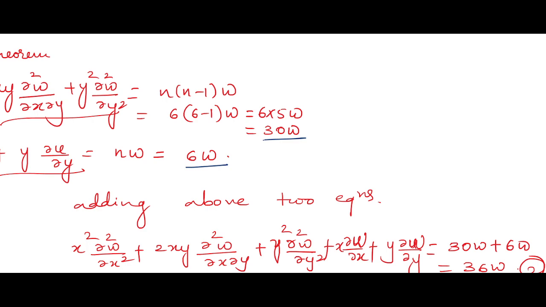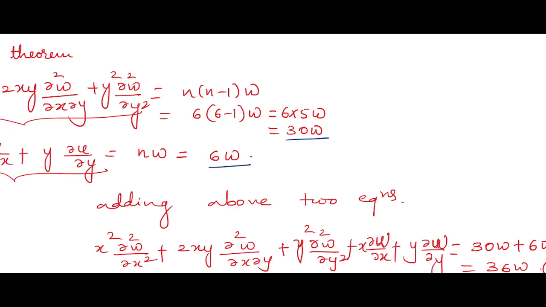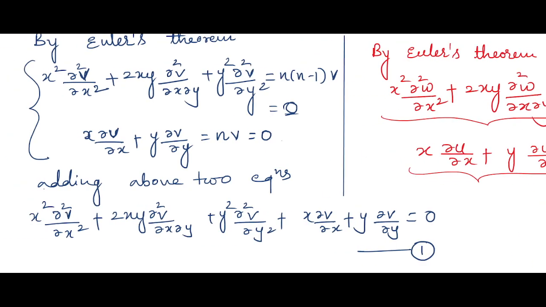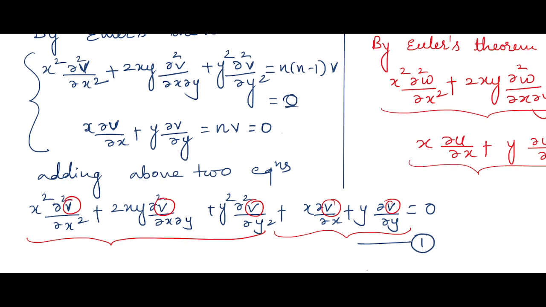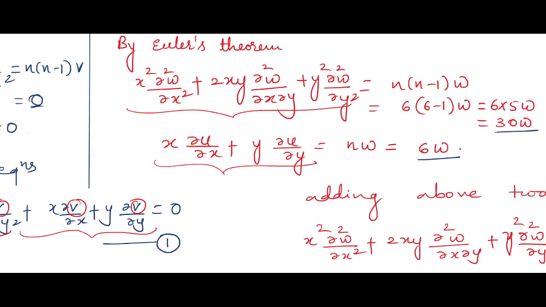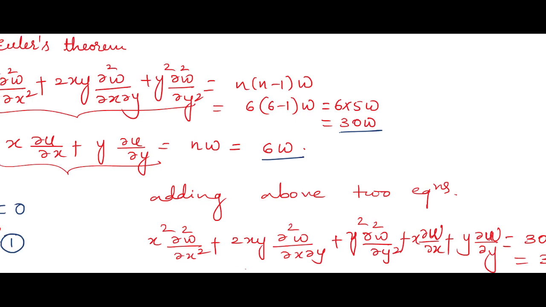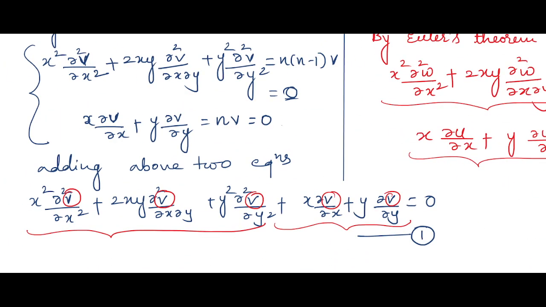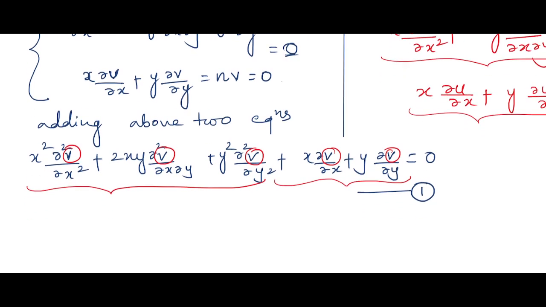So now we are going to add equation 1 and 2. Equation 1 is this expression, the second order derivatives along with the first order derivatives, but these are in terms of v. The same equations we have for w, that is second order derivatives along with first order derivatives is equal to 36w. So I'll write this equation again below this, so it will be easy for us to add.